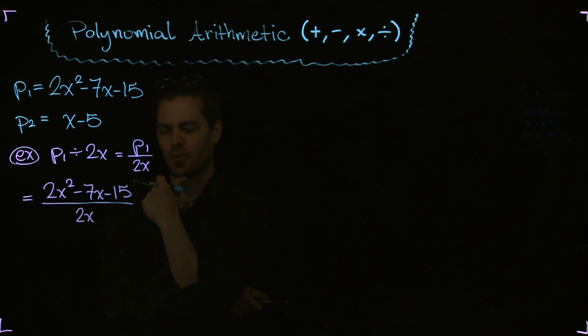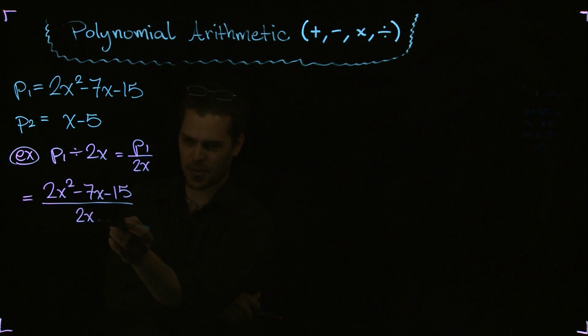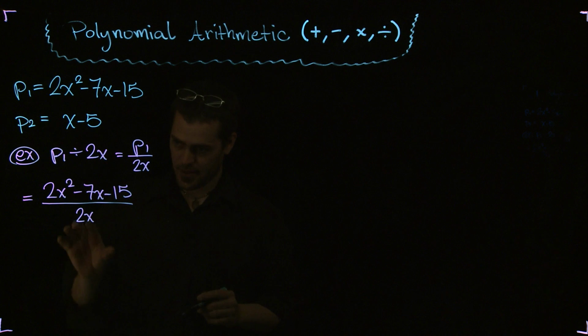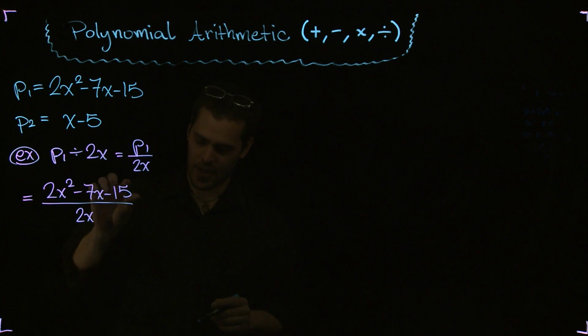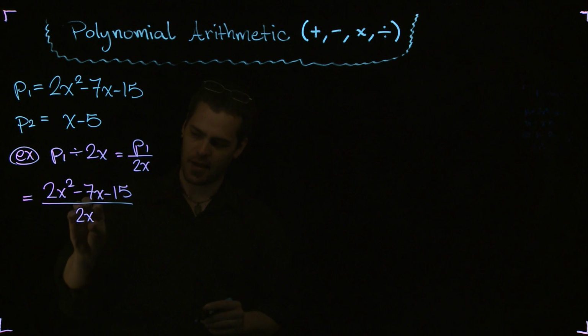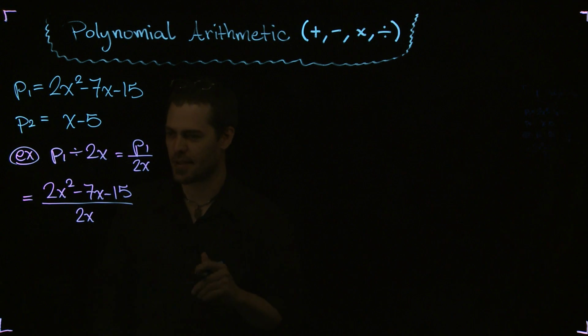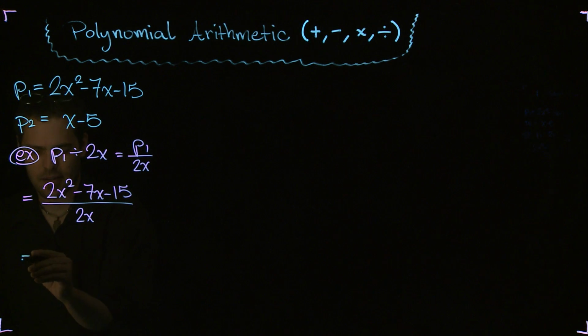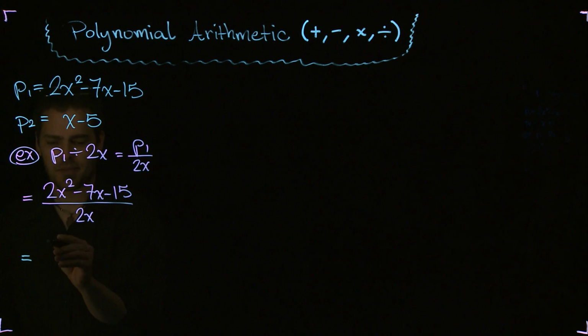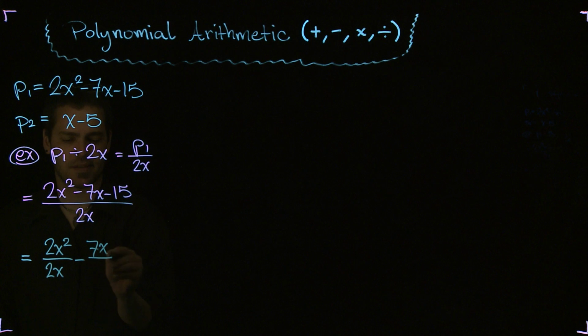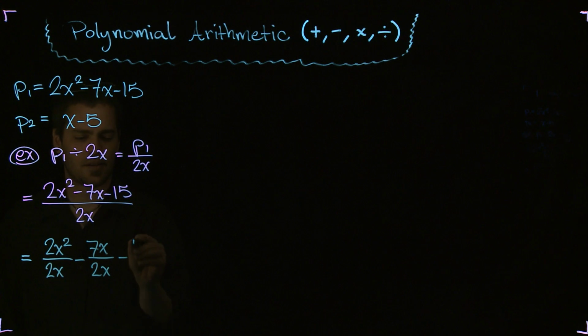And something I can do here, there are a couple ways to approach it, but one way, and this is especially nice with division by a monomial, is to simply separate each term in the numerator as being over this monomial denominator. Wow, don't get those words mixed up. You'll say something crazy. All right, so what I meant was just the monomial down here. This becomes then 2x squared over 2x minus 7x over 2x minus 15 over 2x.